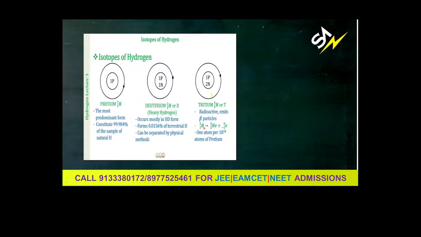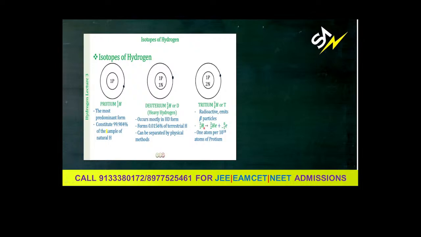Now see protium, deuterium, tritium. These three are isotopes of hydrogen. Now we check the first one, protium: atomic number 1, mass number 1. Deuterium: atomic number 1, mass number 2. Here the number of protons and electrons is 1. What about neutrons? 0. In deuterium, protons and electrons are 1, and neutrons are also 1, so 1 plus 1 is 2. In tritium, neutrons are 2, and 2 plus 1 is 3. So this is protium, deuterium, tritium. Protium is present at 99.984 percent. What about deuterium?